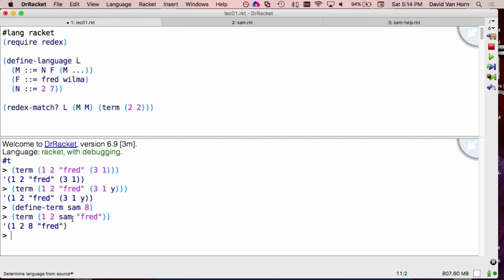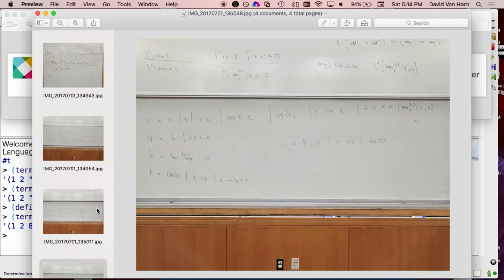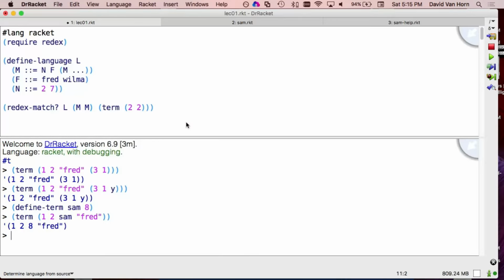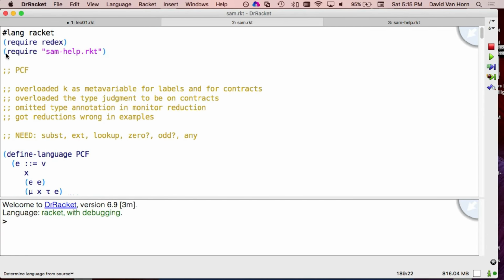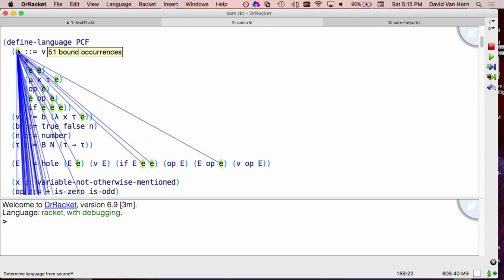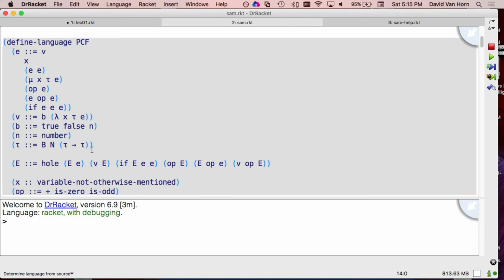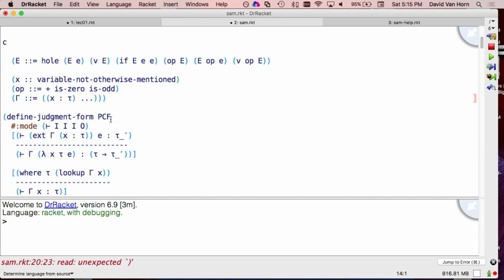So let's start with what Sam was doing. I took photos since we can't see what he wrote on the board, and it's where we ended up at the end of the day, so I'll have to remember what he started with. But he started by defining a grammar of expressions and values and base values and so on. I think the best way for me to do this is to copy and paste some things. Oops.